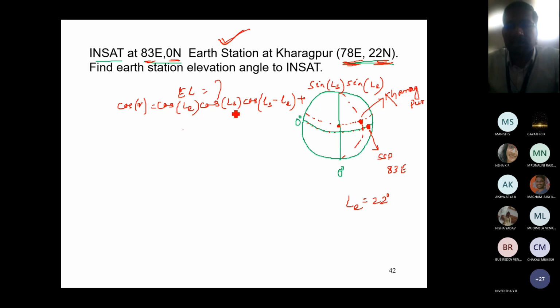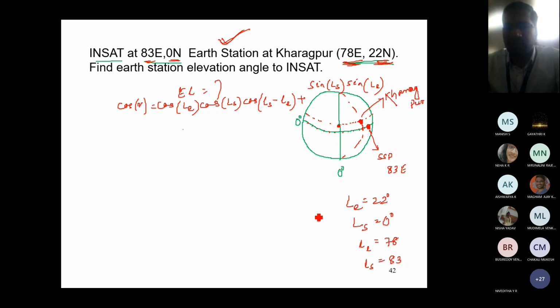Then LS is the latitude of the subsatellite point, or the satellite. So what is the latitude? It is 0°. So LS is equal to 0°. Then what is small le? That is the longitude of the earth station. The earth station is at Kharagpur, and the longitude is 78°. Then small ls is the longitude of your satellite. It is 83° east.